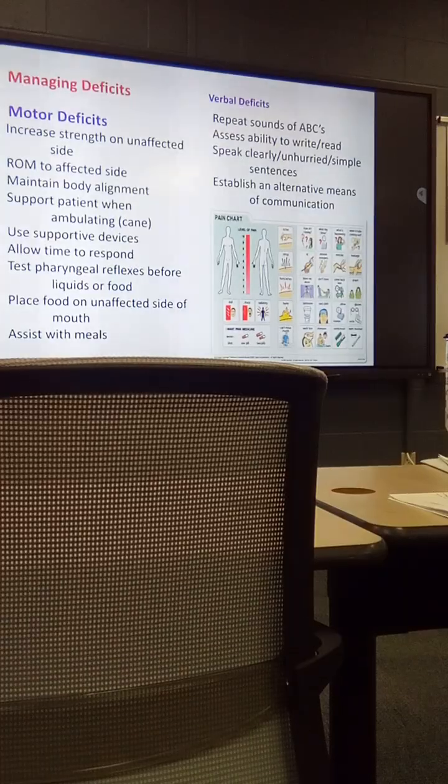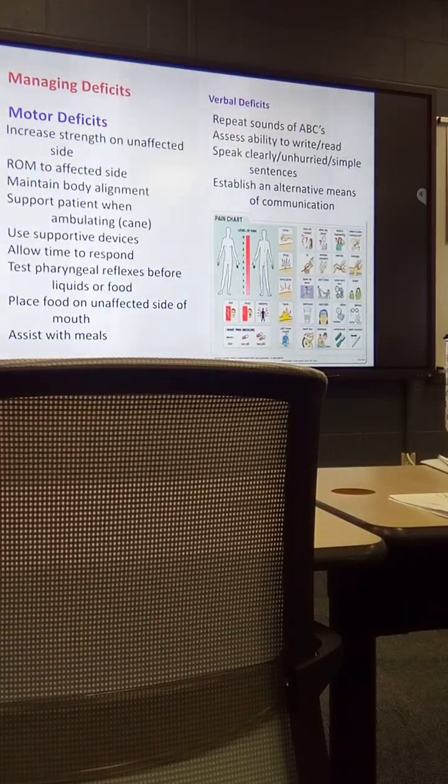Place food on the affected side. So when we give them their pills, because they can pocket areas, make sure we're looking at their mouth, making sure that they swallowed everything. Make sure they can swallow. That's why we do a swallow eval on patients that have had a stroke. Can they swallow? Are they at risk for aspiration?